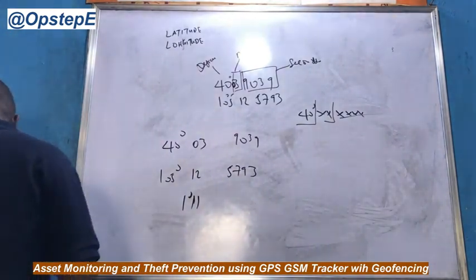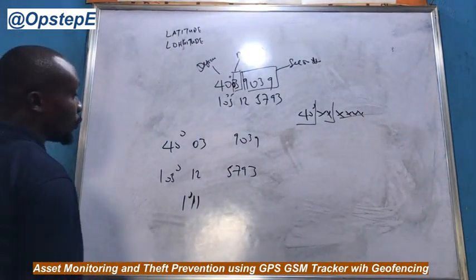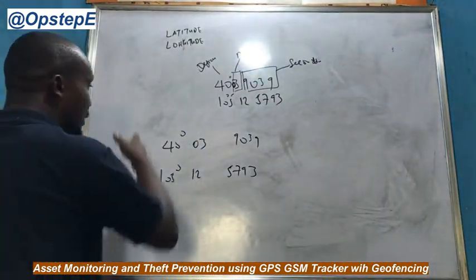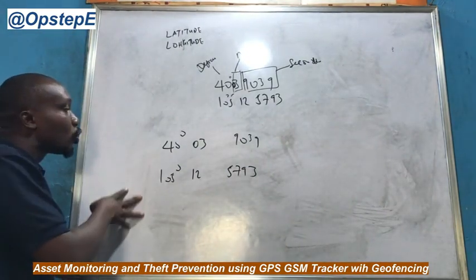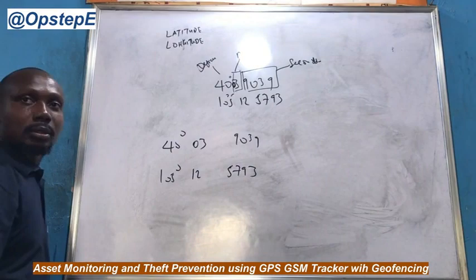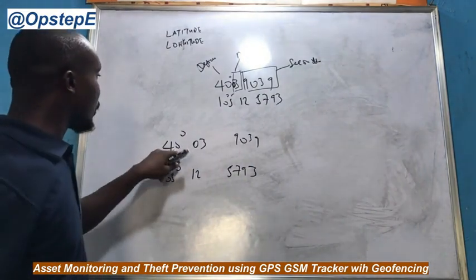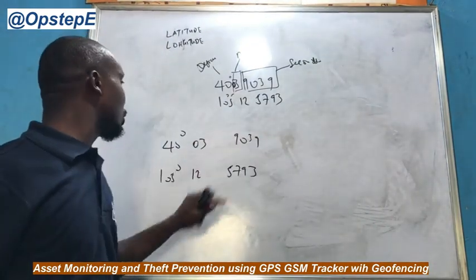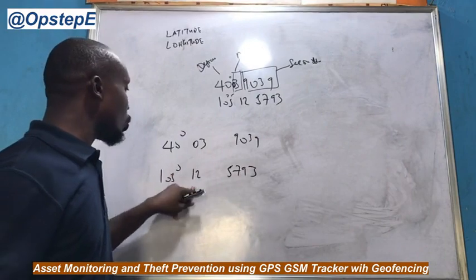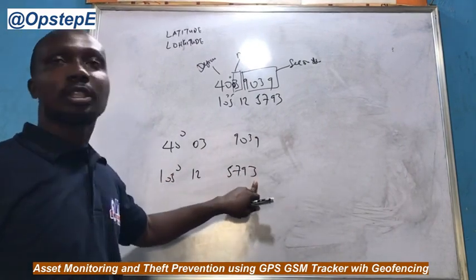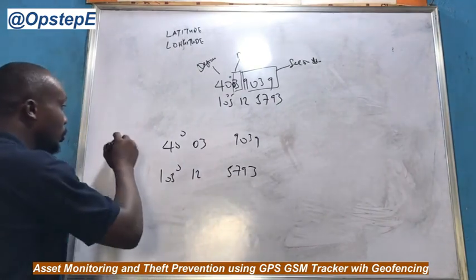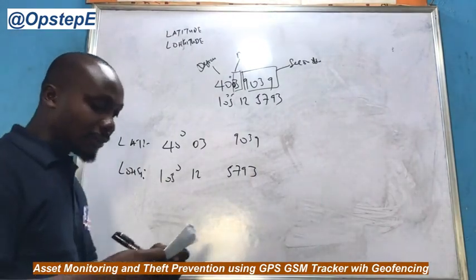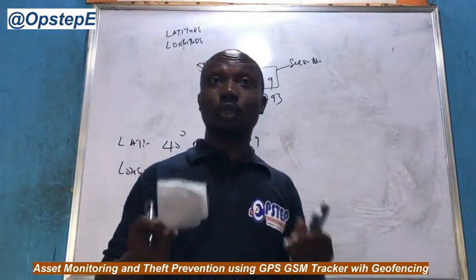Now, when this is received, if you receive this via text message, this information is not so useful to you. They are just coordinates: 40 degrees, 3 minutes, 9039 seconds latitude, 105 degrees, 12 minutes, 5793 seconds longitude. If you receive a text message with this information, it's not useful to you.